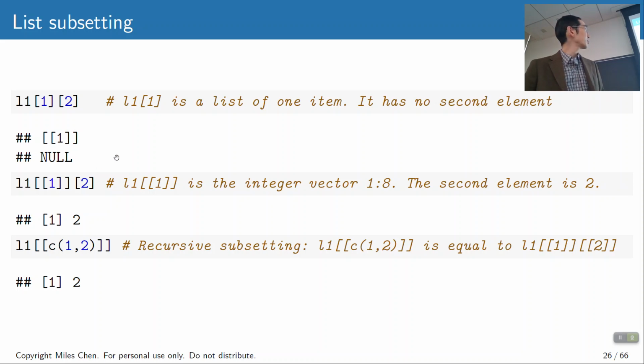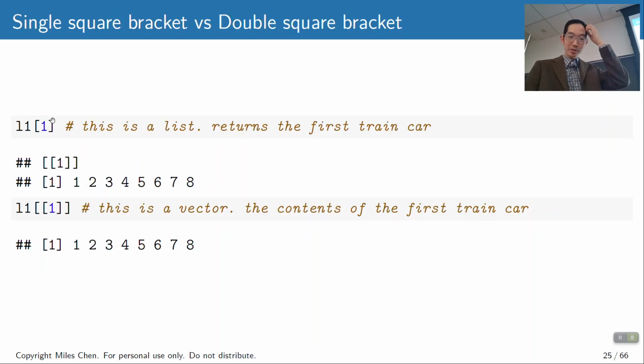What is happening here? If I do L1 single square bracket 1, single square bracket 2, I get back null. What's happening here? When I did L1 single square bracket 1, it's giving me back a list, a train, and it's just that first element. So it's giving me back this thing, and then I say, hey, what is the second element of this?